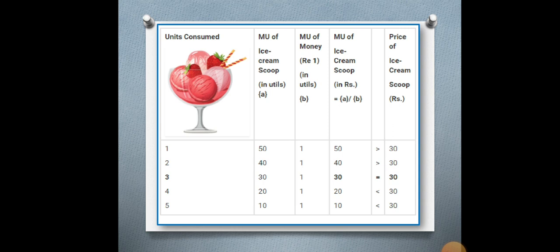Then the two columns are compared by taking the ratio. When the first unit is taken, the MU of ice cream was 50 and the MU of money was 1. So when they are compared, the ratio gives 50, which is more than 30. The price of the ice cream scoop is given in the last column, so the first ratio is much more than the price. In the third combination the ratio is 30, so the marginal utility of ice cream is equal to its price, which is 30. This is the point of equilibrium, because the condition MUX equal to PX is satisfied. It is just an example to explain how this concept works.